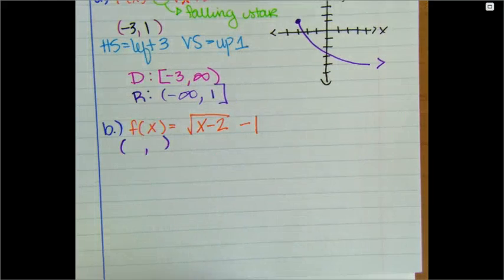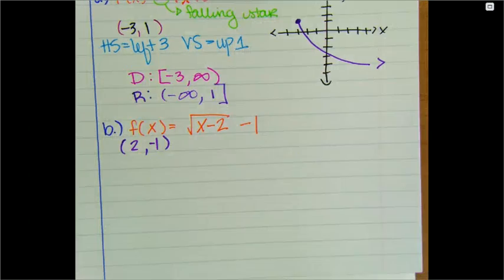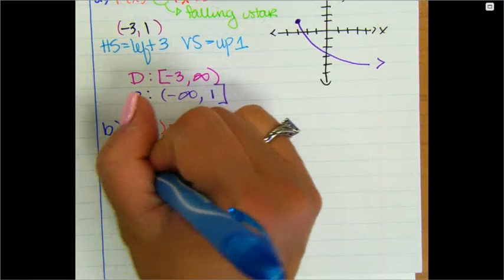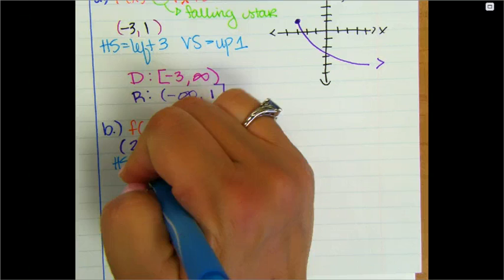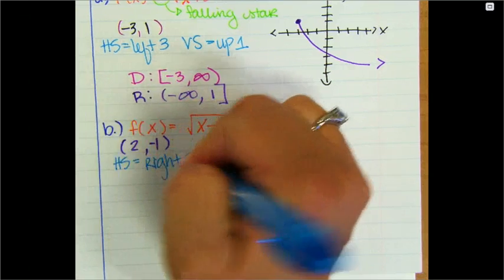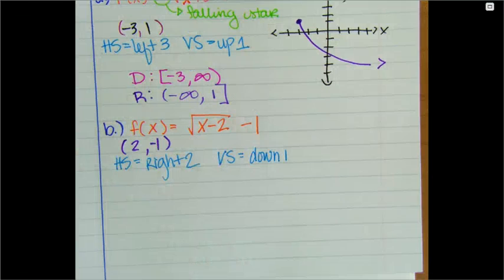Starting point. What's the starting point? 2, -1. Good. Horizontal shift. Right 2. Thank you. Vertical shift. Down 1. All right, what's next?